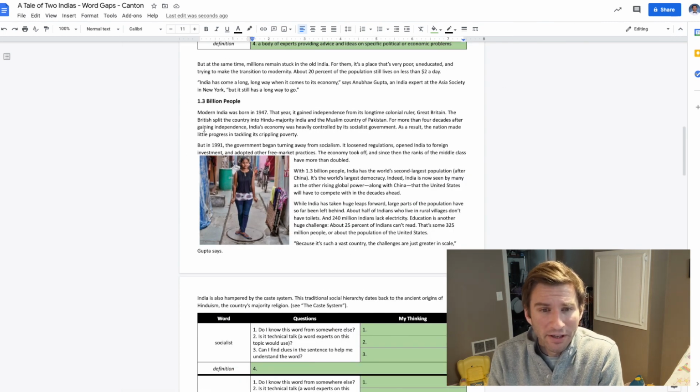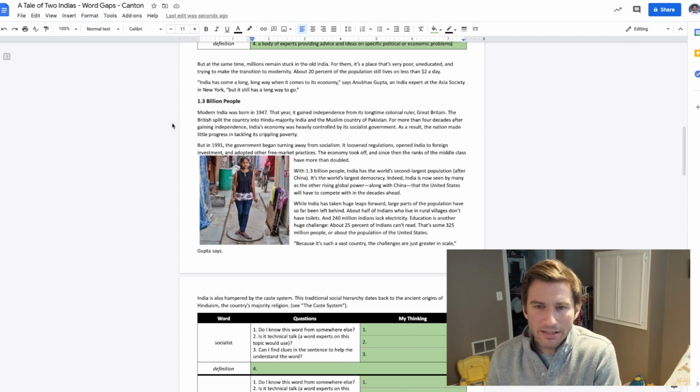Bully for us. Modern India was born in 1947. That year it gained independence from its longtime colonial ruler, Great Britain. The British split the country into a Hindu-majority India and the Muslim country of Pakistan. For more than 4 decades after gaining independence, India's economy was heavily controlled by its socialist government. As a result, the nation made little progress in tackling its crippling poverty.